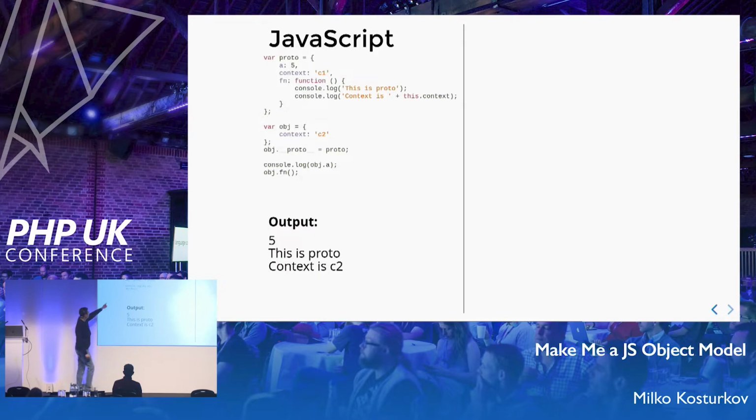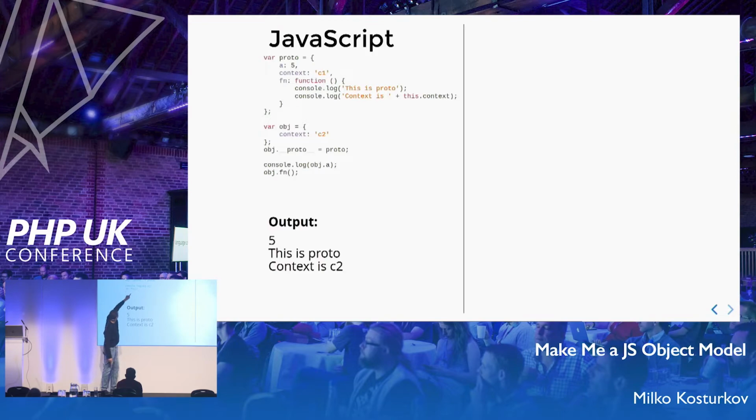So if we do this, like we have this proto object with a property A, context, function, and we have this object with another property called context. And we assign the proto object as a prototype of this object. And we access the property A, it's going to be 5. Like, we're accessing it on this object. This object doesn't have property A, but its prototype has. So we get 5 here.